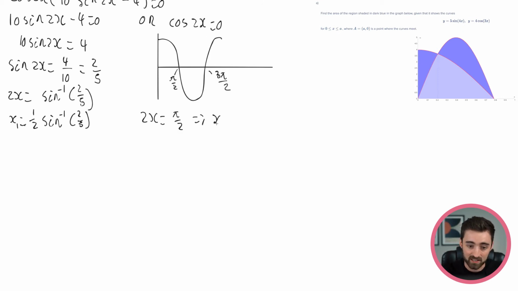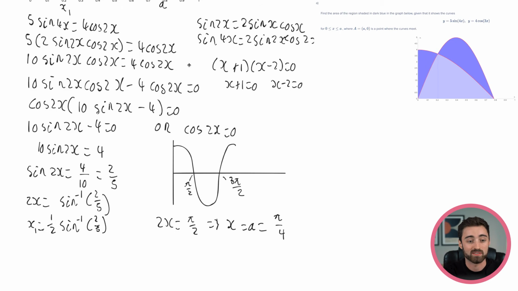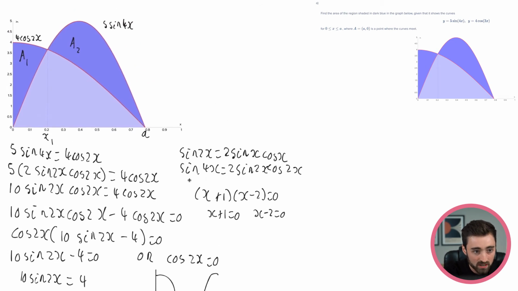So my x value, which is actually equal to a, you know, the point where y equals 0, is going to be pi by 4. Fantastic. So we've not even started integrating yet. It's not nice, is it? Okay, so we've got our values. We know what our x1 is, and we know what our value of a is. So now it's just a case of getting A1 and A2.